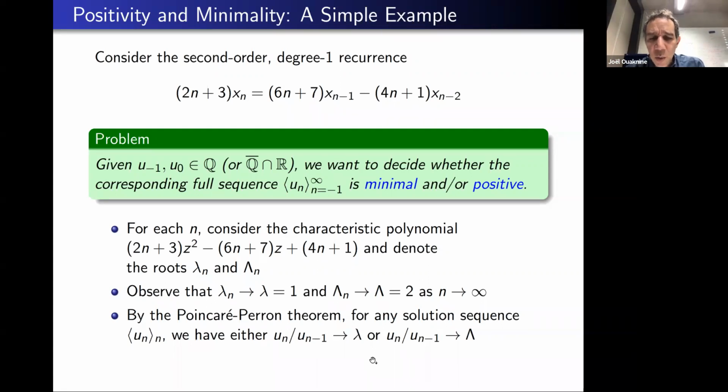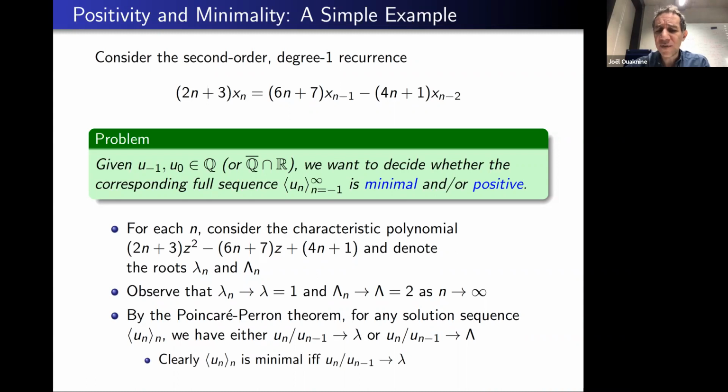And now you can see, well, what are the minimal solutions? Well, if the ratio of consecutive terms tends to 2, let's say to big lambda, then clearly the terms grow very fast. But if the ratio of consecutive terms tends to 1, they grow much less fast. So the minimal solutions are precisely when the ratio of consecutive terms tends to small lambda. u_n is minimal if the ratio of consecutive terms tends to small lambda.